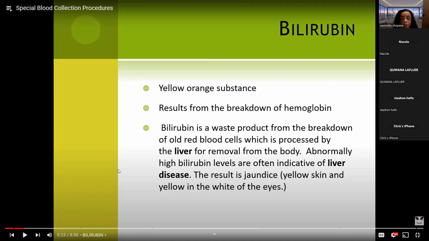Again, we're not in nursing school, so I don't want to overload or overwhelm you with big information. But bilirubin does have to do with a person's liver. So if a doctor does order a bilirubin level, you just know what you need to do. You look at your requisition and get accustomed to what color tube it goes in.